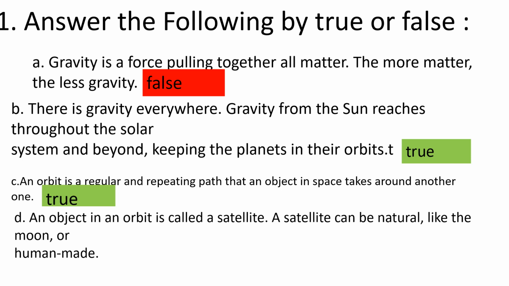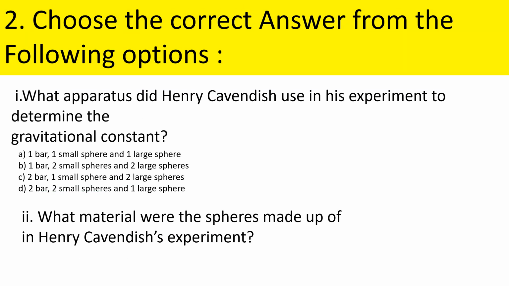For D, an object in orbit is called a satellite. Without reading more, when we see an object in orbit, we must always hear the satellite, as we have read in the note. So let's continue with this multiple choice question as a part of the objective questions.